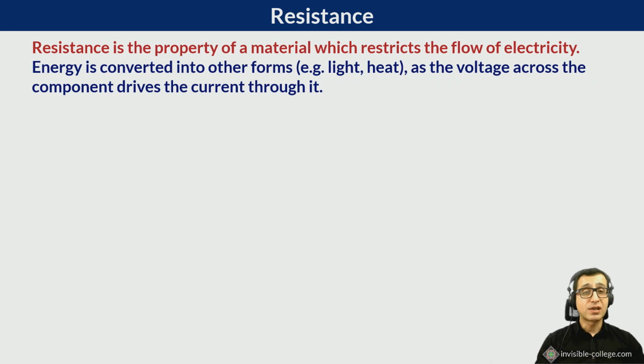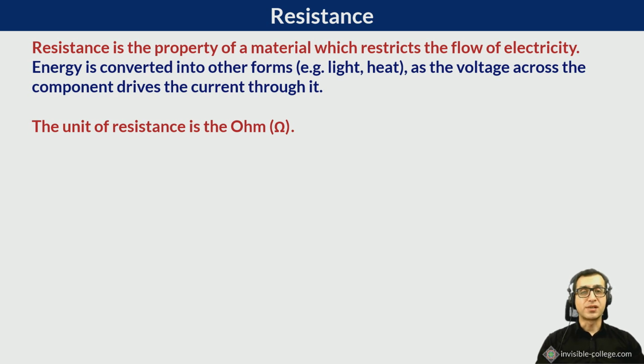So energy is converted into other forms as the voltage across a component drives a current through it. So for example, again, a lamp or bulb will convert some of the electrical energy carried by the electrons flowing through it into heat and light energy. So the standard unit of resistance is the ohm, and we use the Greek symbol omega to denote the ohm.